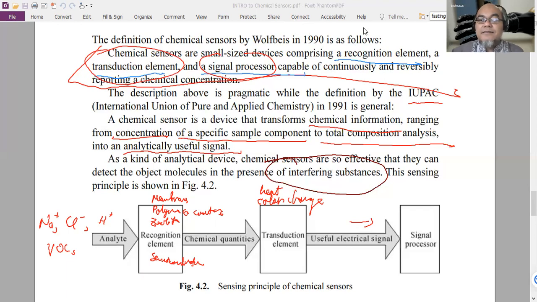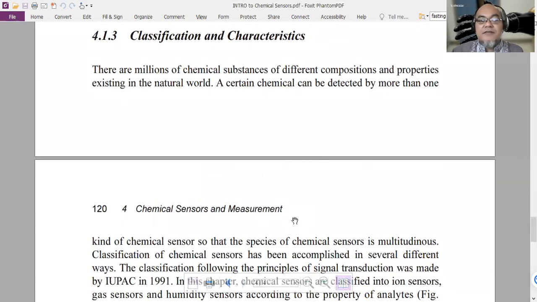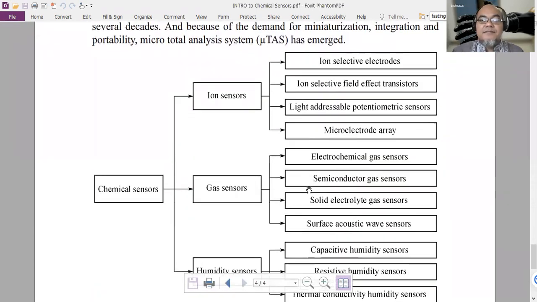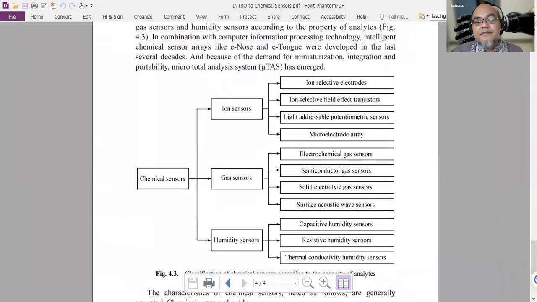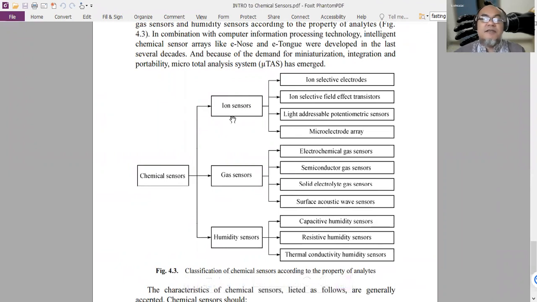Okay, then the classification of chemical sensors. This one. So you have ion sensors. This is basically in the form of ions in a liquid, and this can be detected in different ways. The oldest way is the ion selective electrodes, as I mentioned, and this goes back to the development and invention of the pH sensor, a pH sensor that can detect hydrogen ions specifically.